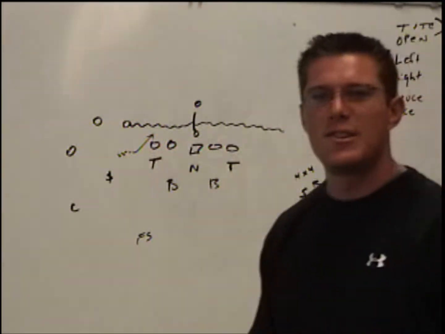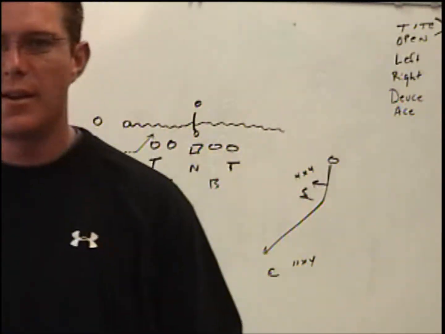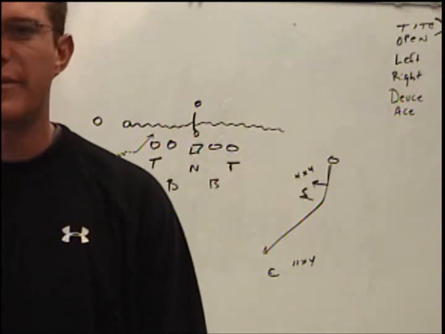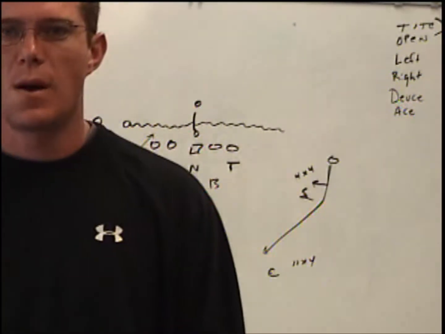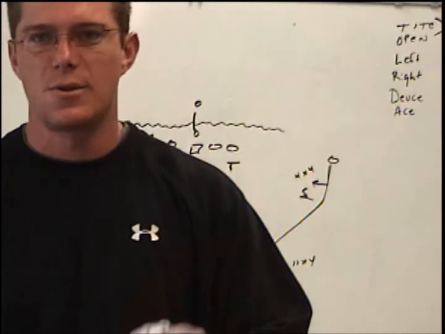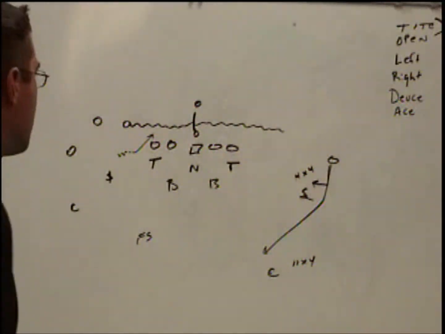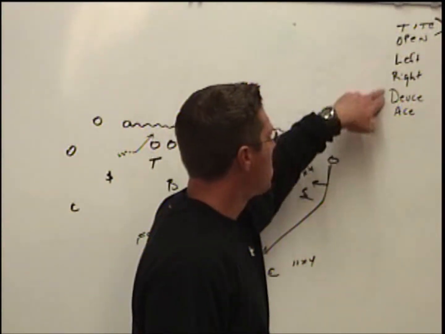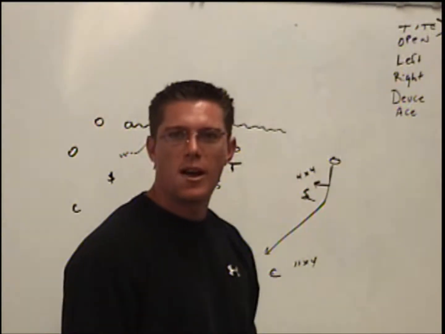Because the way it happens is the D-line knows, because it's just built in. If you make a left-left call on pass, we all head right. If you make a right-right call on pass, we all head left. It's just built in because of these calls. So whichever way the strength goes, D-line knows they're heading the other way on pass.